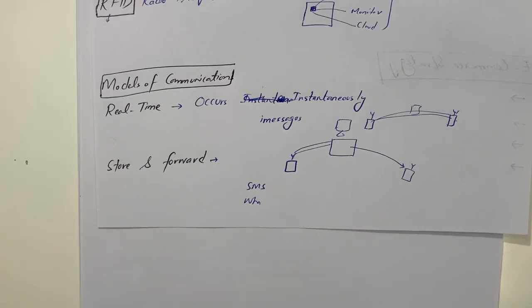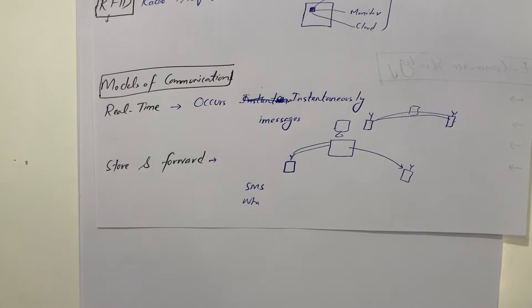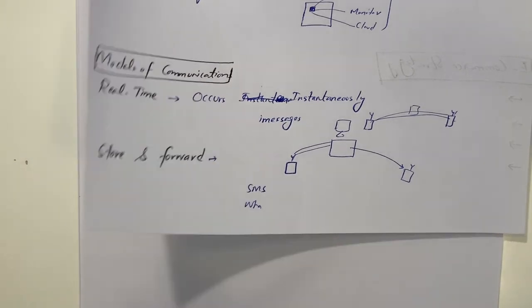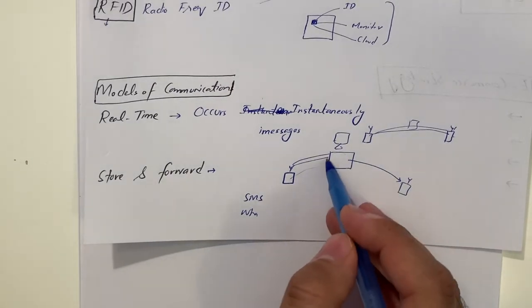So there are two types of communication: real time, like your voice call and iMessages, which are not stored anywhere. And store and forward, like WhatsApp messages, your Messenger messages, etcetera, because these messages are stored on a server first, and then they get delivered to you.